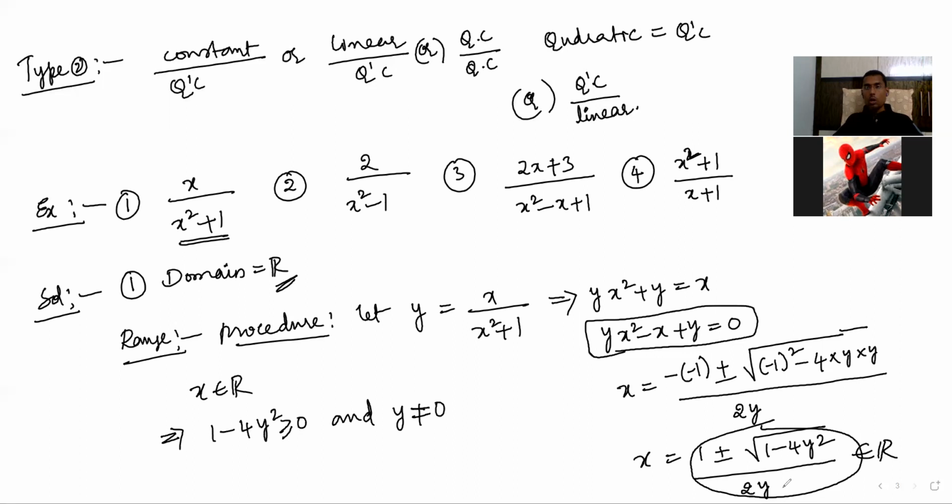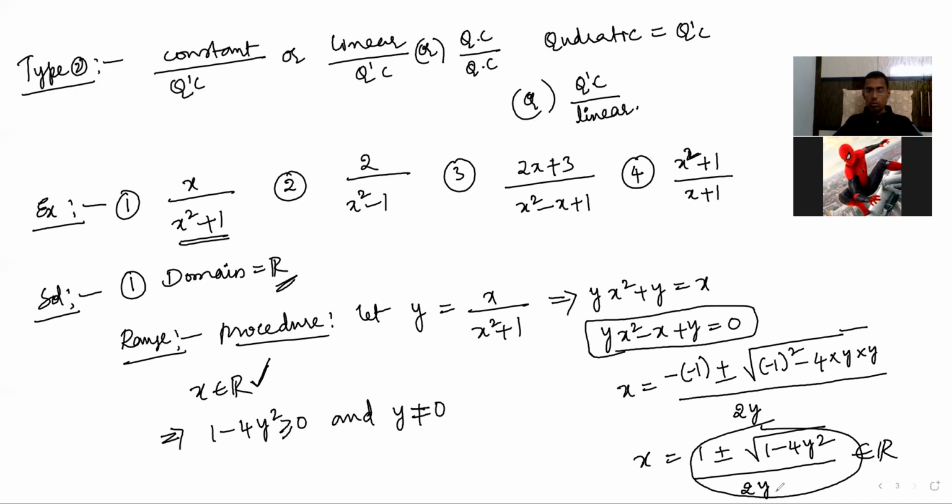Because y is there in the denominator. Two conditions. y should not be 0. If y is 0, then x is not defined. We should get x as a real number, which means y should not be 0. If y is 0, x will not be defined. That's one thing.